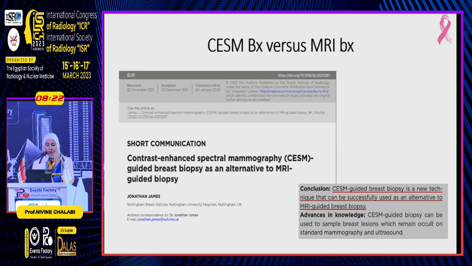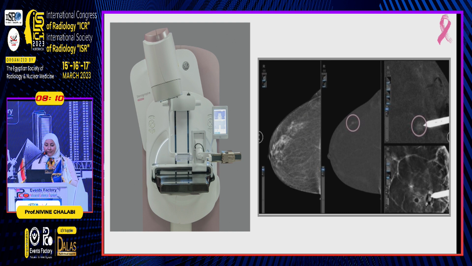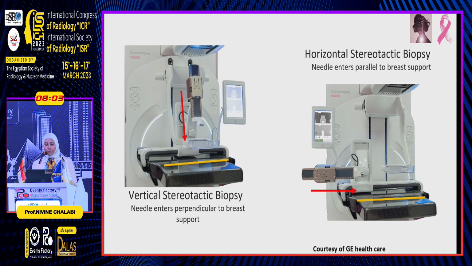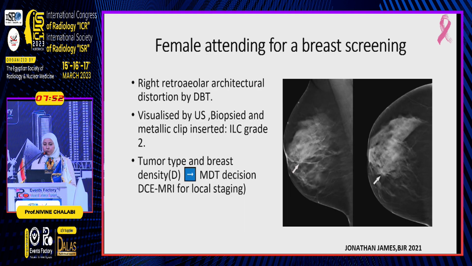So in 2021, an article said that contrast-enhanced spectral mammography guided biopsy is a new technique that can be successfully used as an alternative to MRI guided biopsy. The add-on for contrast-enhanced mammography biopsy is readily available. It's an add-on to the machine. They have a vertical stereotactic biopsy and a horizontal stereotactic biopsy for those lesions which occupy very difficult and challenging positions in the breast. This is an example from the literature for a female attending a breast screening.